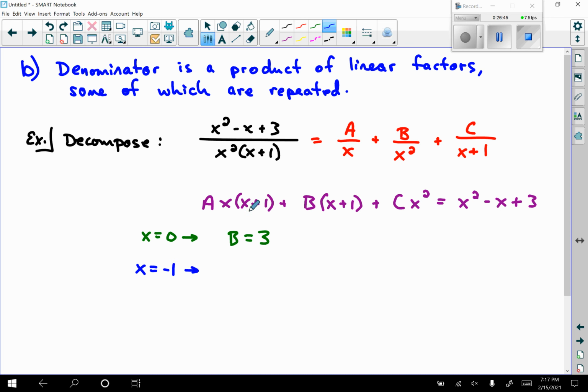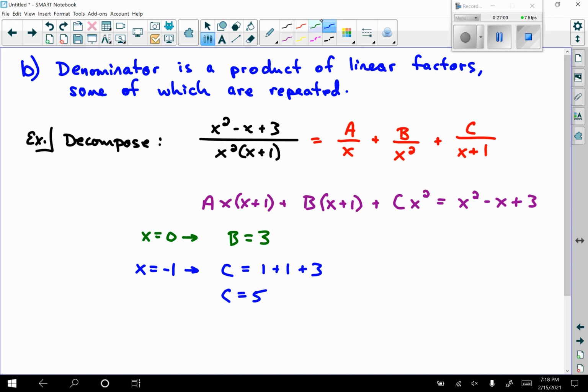So that's going to help here. If x is equal to negative 1, a is gone, b is gone, so I'm just going to get a positive 1c. When I square a negative 1, that's positive c. And then over here, I'm going to get a positive 1 minus a negative 1. So I'm going to get 1 plus 3. So c is equal to 5.